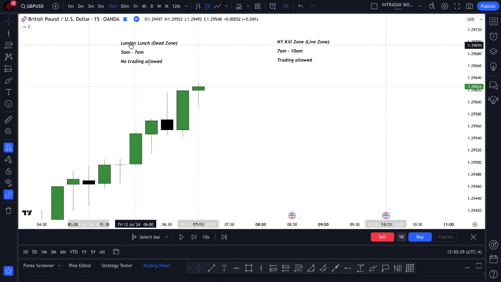We have our London lunch. I consider it a dead zone. This is from 5 a.m. to 7 a.m. So it's that gap between London and New York, that little small window of time. Here, I'm going to frame my 15-minute buy-side and sell-side liquidity pools.